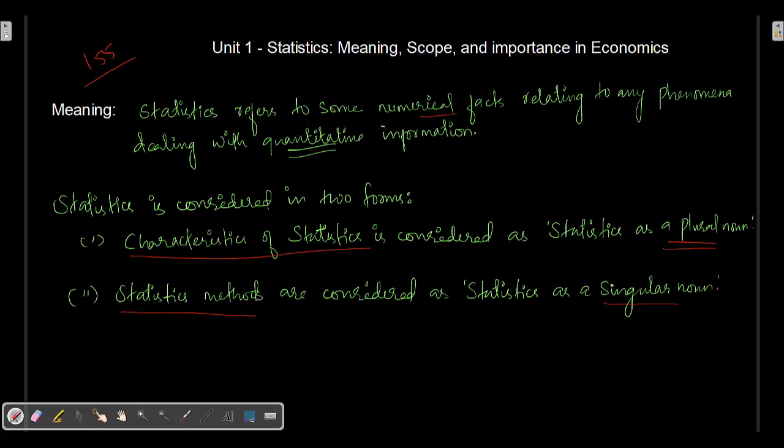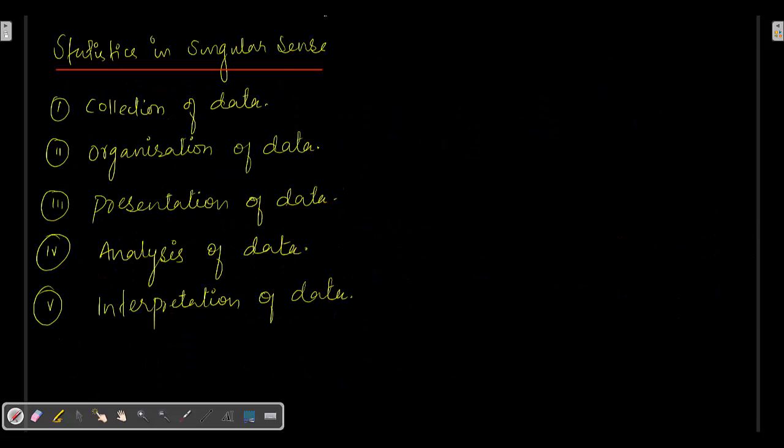Here it says statistics methods are considered as statistics as a singular noun. So the points that we're going to read out now are the methods of solving statistics, or forming statistical data. Now, how do we do that? You first have to collect data.